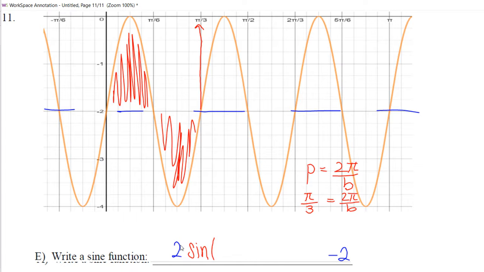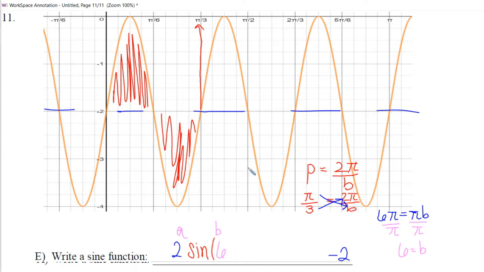Once again, conveniently, your period is a fraction, so I'm just going to cross multiply. So 3 times 2pi gives us 6pi, which is equivalent to pi times b. I'm trying to isolate b, so I'm going to divide both sides by pi. So that gives us 6 equals b. So my b, the second one, is 6. Okay?